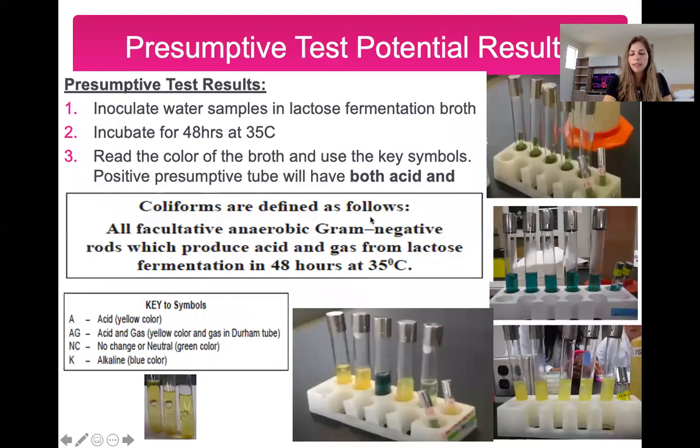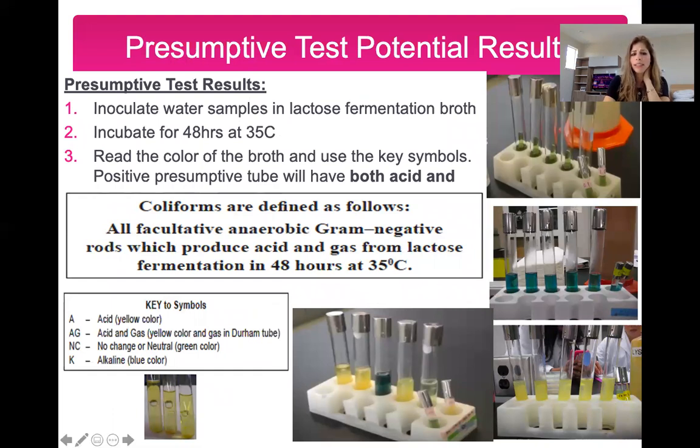Okay, so with the presumptive test, here's an example of what results would look like. Again, we would inoculate water samples in lactose fermentation broth. The lactose fermentation broth is green to begin with, and then you incubate. After you have your water samples, you incubate those tubes at 35 degrees Celsius. So you put them in a little incubator oven for 2 days. Then you pull out your tubes and you look at them.